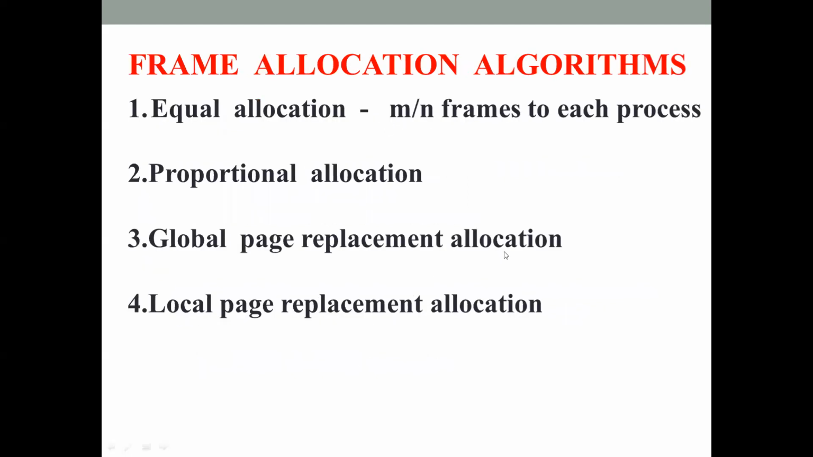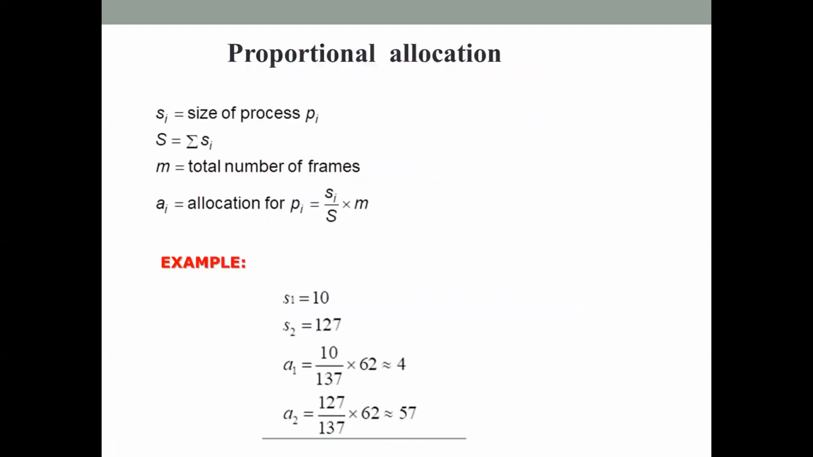So now let's move on to the frame allocation algorithms. There are 4 different types of frame allocation algorithms. First is the equal allocation, then proportional allocation, then we have the global page replacement allocation, then we have the local page replacement allocation algorithm. Remember that these are all the different types of frame allocation algorithms.